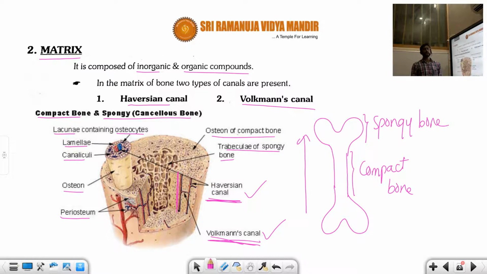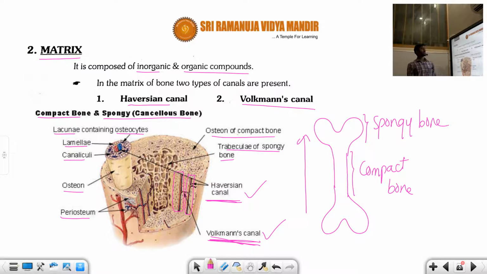Let us see the Haversian canal. It is made up of blood vessels, sensory cells and nerves. The majority of the Haversian canal is blood vessels. So this is one Haversian canal, students. This is one Haversian canal and this is another Haversian canal. One Haversian canal and another Haversian canal are connected with the help of another canal called the Volkmann canal.